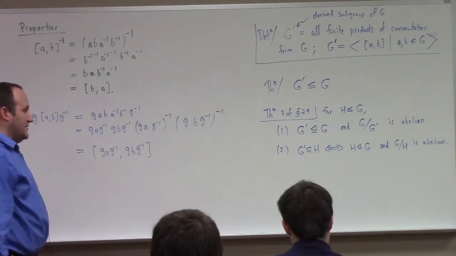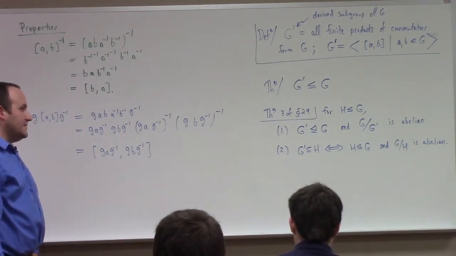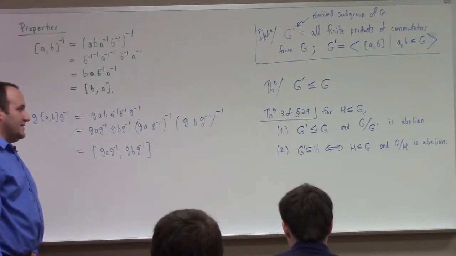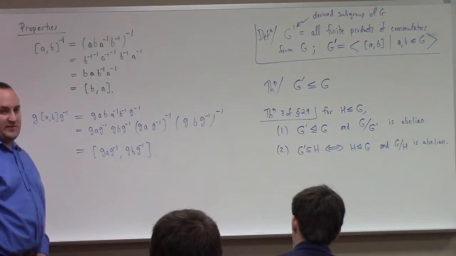So here's the so-called stupid case: what happens if G is abelian? What's G prime?